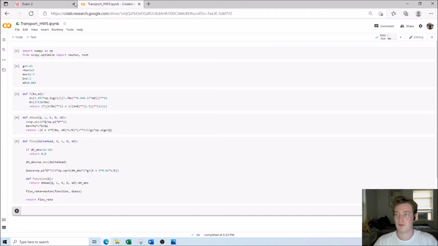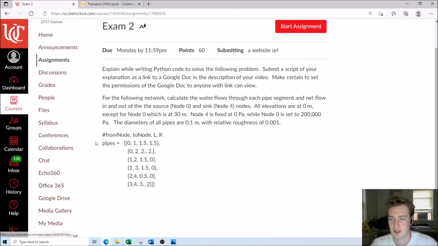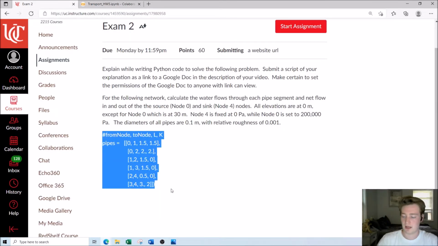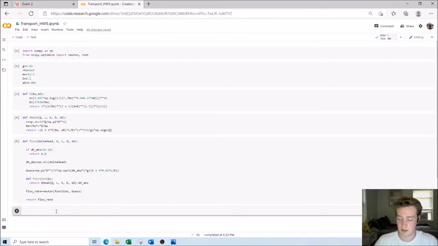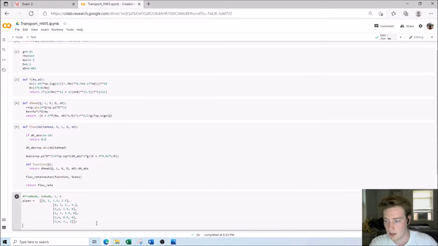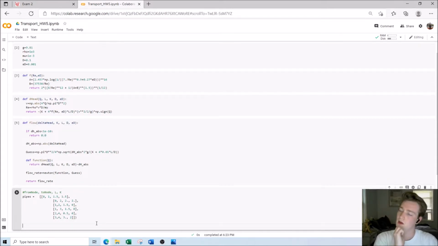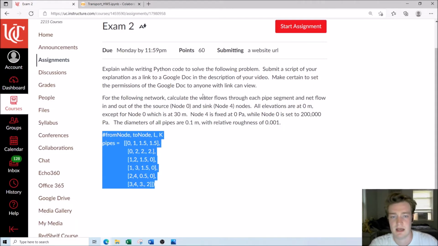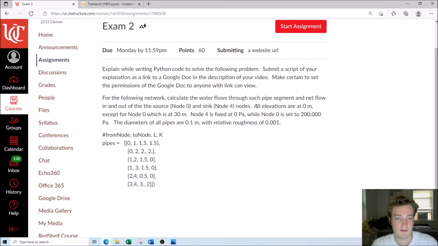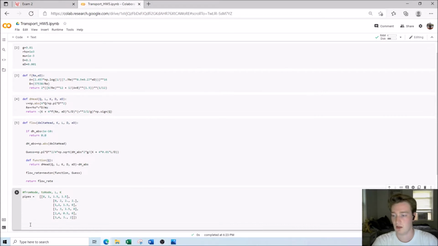So let's go back to the problem statement to figure out what information we know. So the first thing we were given here was our information for the pipes. So let's copy and paste that in. Beautiful. Okay. What else were we given? We were given the heights, right? So all elevations are at 0 meters except for node 0, which is at 30. So let's put that in here.